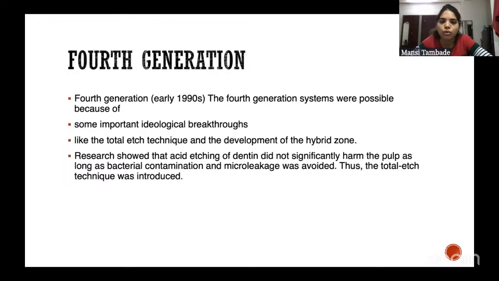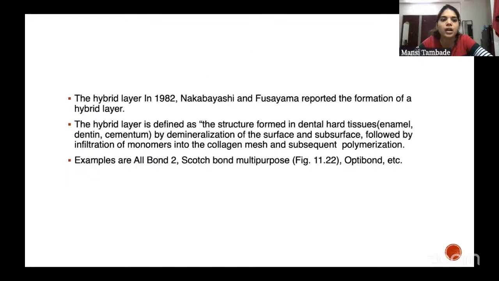For the 4th generation, it was important because it was able to get better bonding because of the total etch technique and the development of the hybrid zone. The acid etching of the dentine definitely did not particularly cause harm to the pulp, and also bacterial contamination and macro leakage were avoided. Thus, the total etch technique was introduced. It was given by Nakabayashi. The hybrid layer concept was also given by Nakabayashi and Fusayama. It was a very important concept.